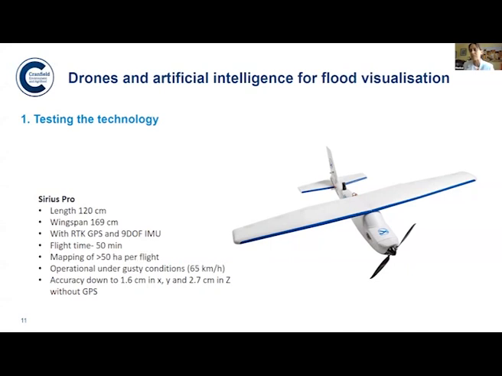It can go very well in gusty conditions, so it's able to fly when the wind is approximately 65 kilometers an hour. And it's quite light to deploy. It has a battery endurance of 50 minutes, which means that when it flies, it can gather a substantial amount of data.